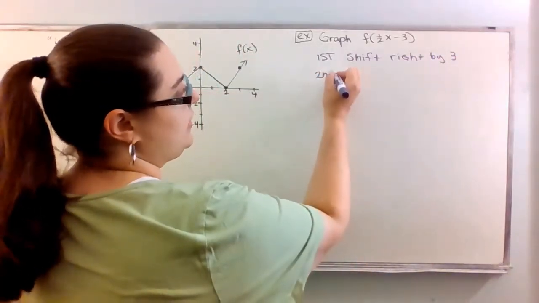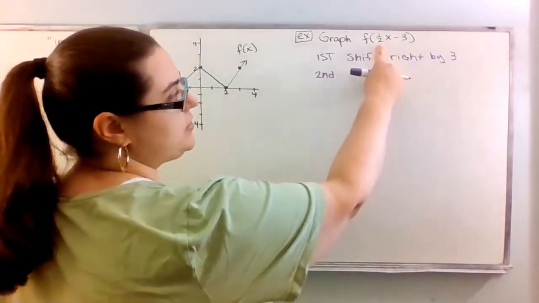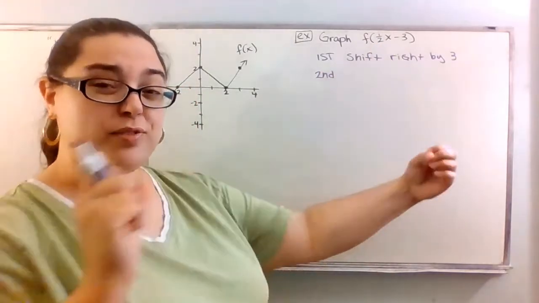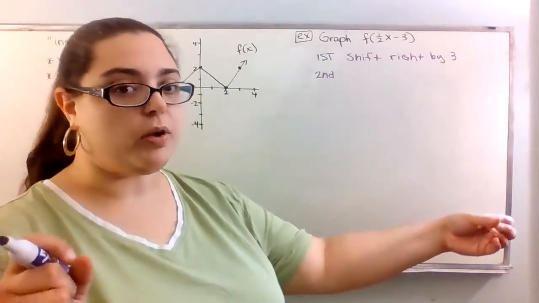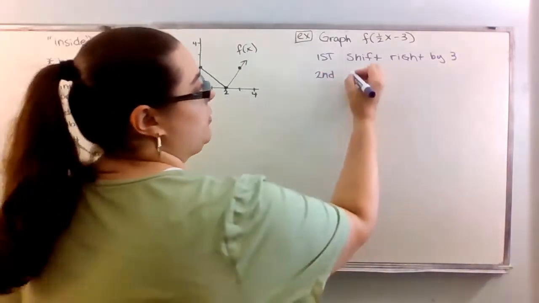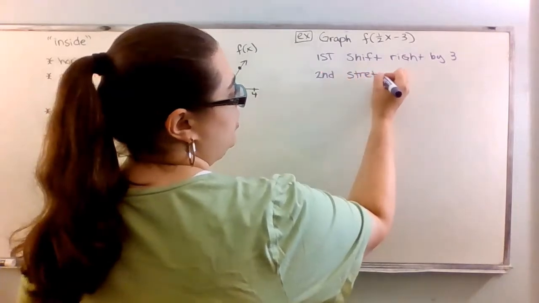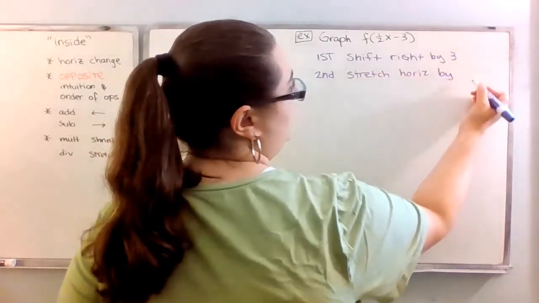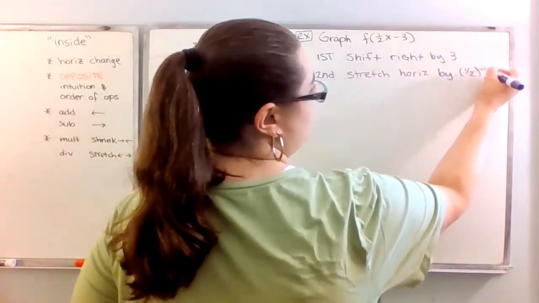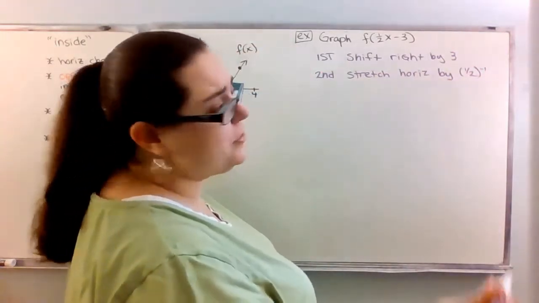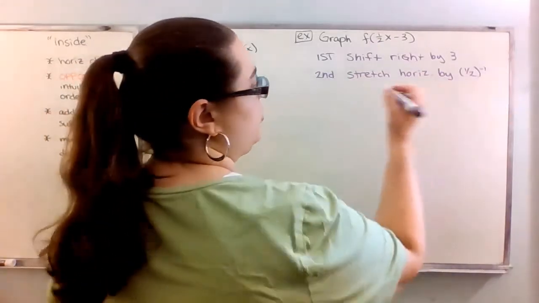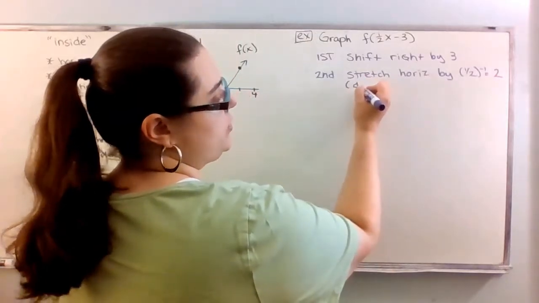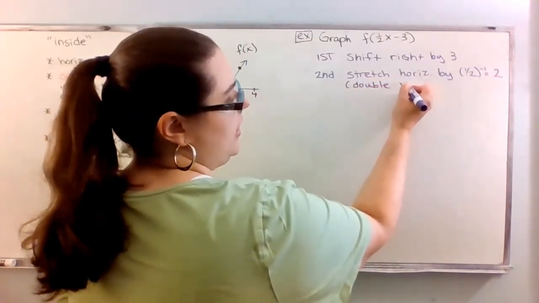And then second, we get to deal with this 1/2 x. So instead of shrinking by 1/2, we're going to stretch by the reciprocal. The reciprocal of 1/2 is 2. So we're going to stretch horizontally by 2. I'm going to write the reciprocal notation here just so I have it for reference in my notes. You don't have to write that part, but we're going to stretch horizontally by 2. In other words, we're going to double the x values.